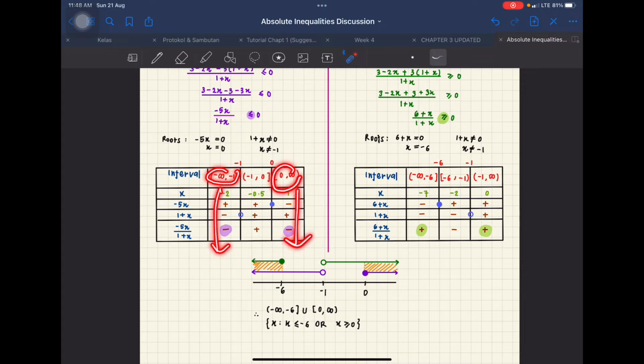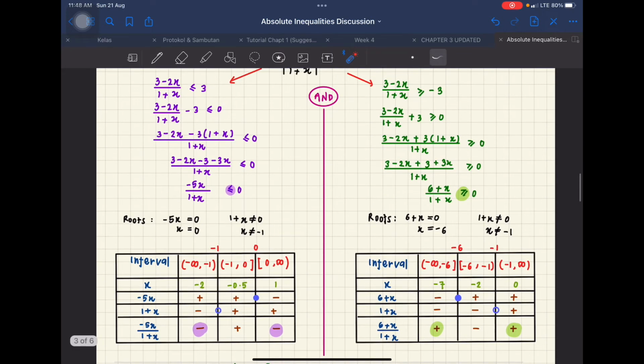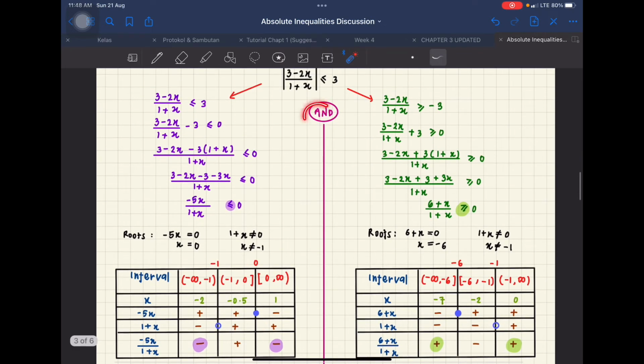This one, and this one down. And just put the union sign. Okay, biasakan diri awak buat macam tu. Alright, and then soalan sebenarnya nak apa tadi? Dia nak n. Okay, so that's why kita kena tulis n yang ini.